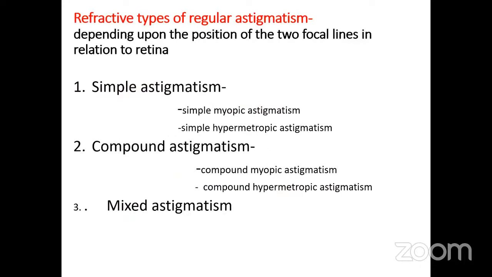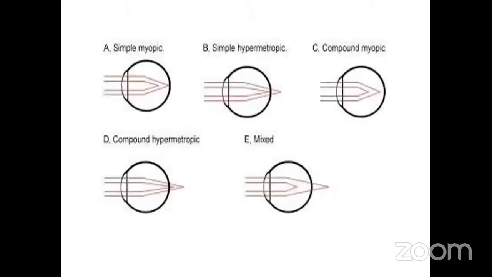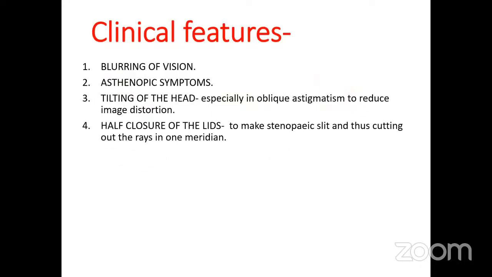Then compound astigmatism, where both the focal lines converge either in front of the retina or behind the retina. If both focal lines converge in front of the retina, that is compound myopic astigmatism, and if they converge behind the retina, that is compound hypermetropic astigmatism. Then mixed astigmatism, in which one focal line converges in front of the retina and the other behind the retina.